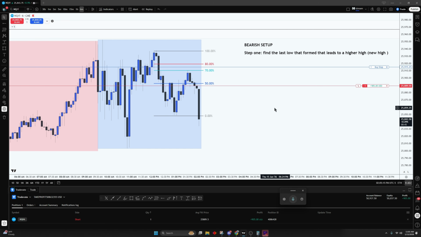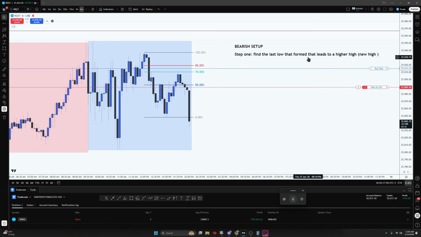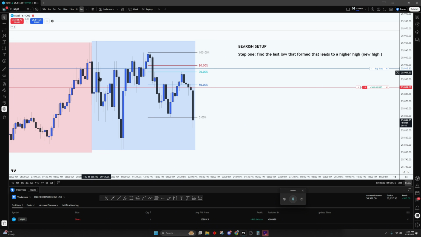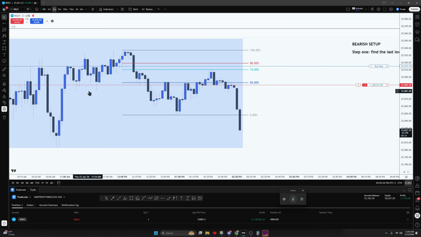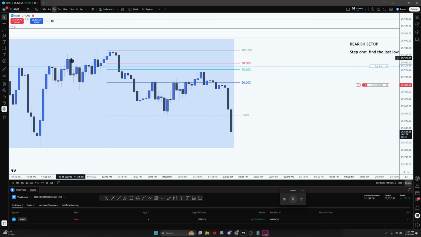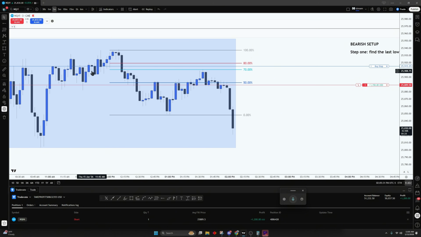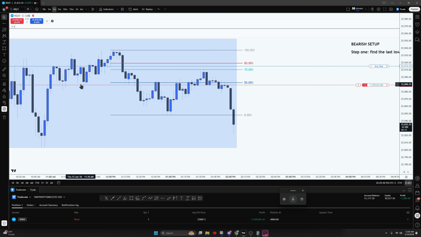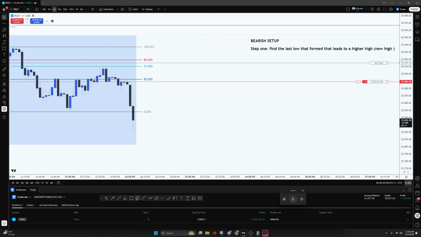Step one, find the last low that formed that leads to a higher high. So we're just looking for where's the last low that formed that led to a new high. So what is a low, right? This is a move down and it should be a swing low at the least. If we imagine this is candlesticks, you have a candle down, maybe another candle a little bit lower, and then another one like this. It usually looks like this is a swing low. You have a low to the left, lower low, higher low to the right.